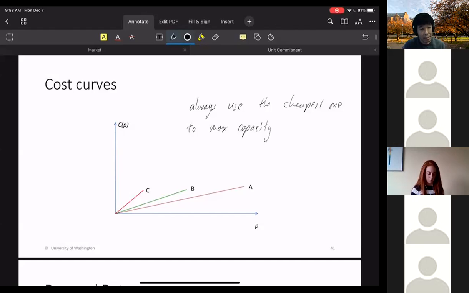So the cost is not quadratic. The derivative of this cost is a constant, so you basically just use the cheaper one. If the cheaper one is there, we use the cheaper one. If generator A is not on or runs out of capacity, we can then go to generator B, then to generator C. So this is a cost.